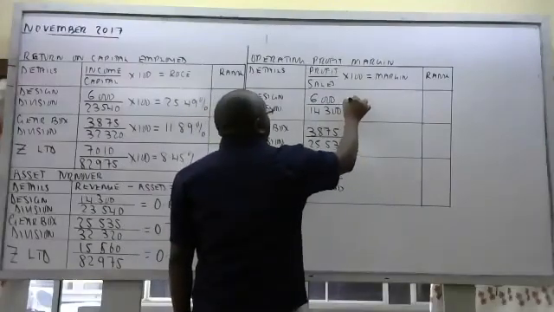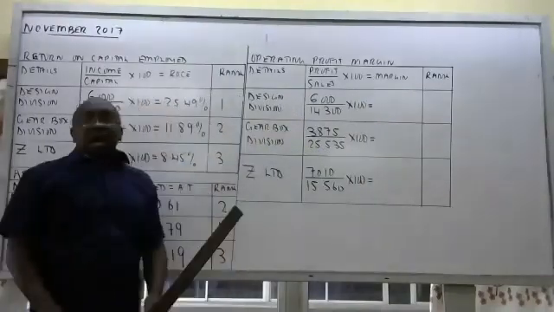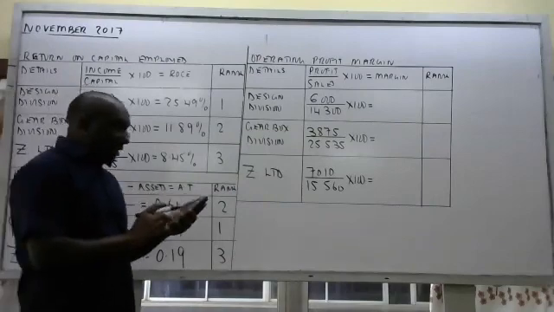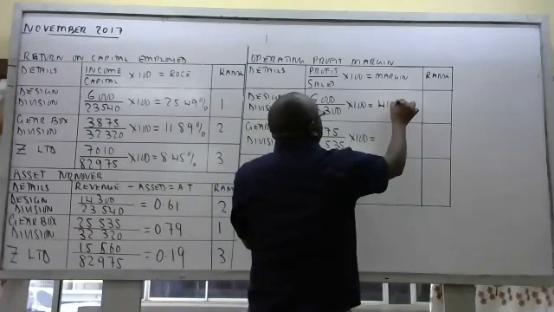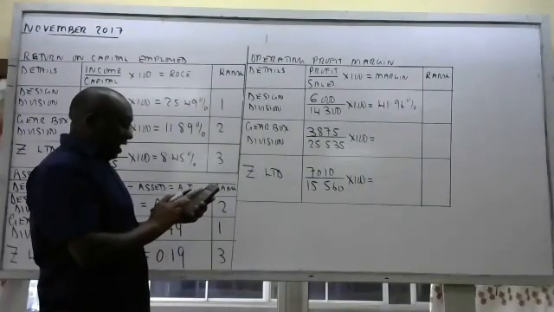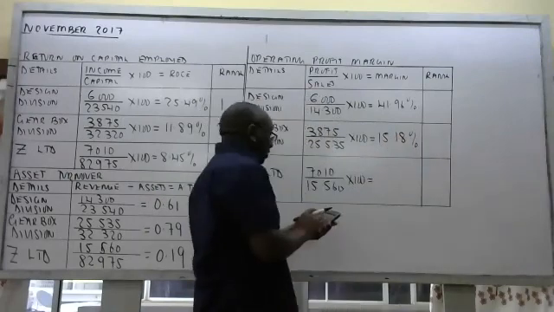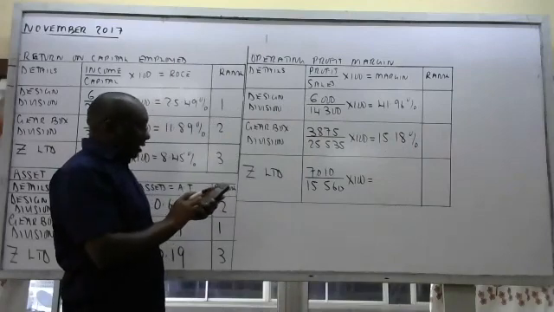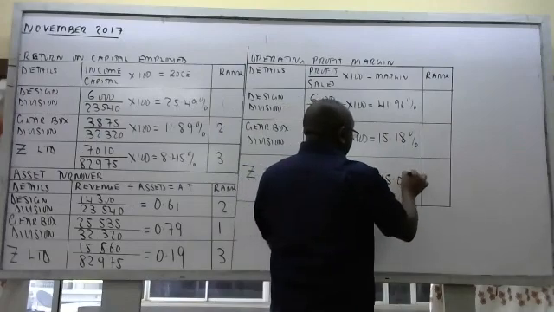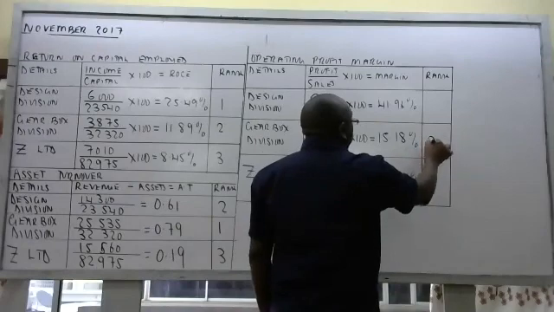So you multiply by 100 or you give it as a ratio, whichever you prefer. So 6,000 divided by 14,300 times 100, I will talk of 41.96%. 38.75 divided by 25,535 times 100, I will talk of 15.18%. 7010 divided by 15,560 times 100 is 45.05%. So in terms of ranking, this is number 1, this is number 3, and this is number 2.